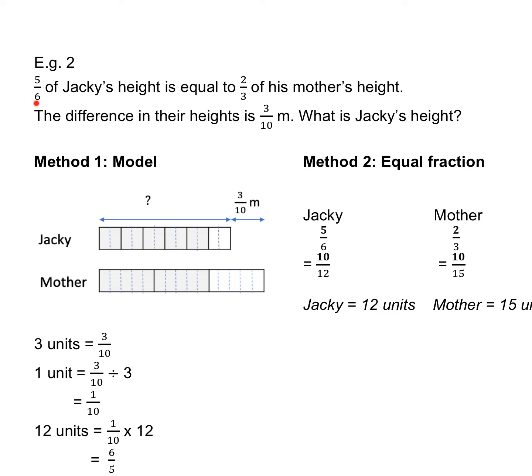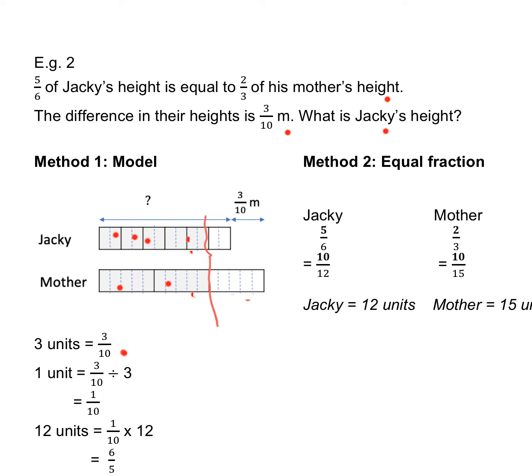Example 2, 5 out of 6 of Jackie's height is equal to 2/3 of his mother's height. So the difference in the height is 3 out of 10 metres. What is Jackie's height? So if you do a model, what you need to do is make sure your 5 out of 6, the 5 units, is the same as the mother's 2 out of 3. Then you compare 5 and 2. You times 2, get 10, times 5, get 10 also. So straight away you can see very clearly that when you compare, the 3 units is 3 out of 10 metres.